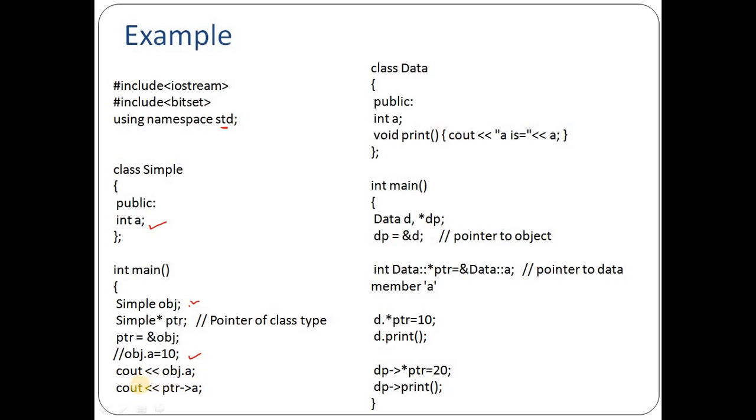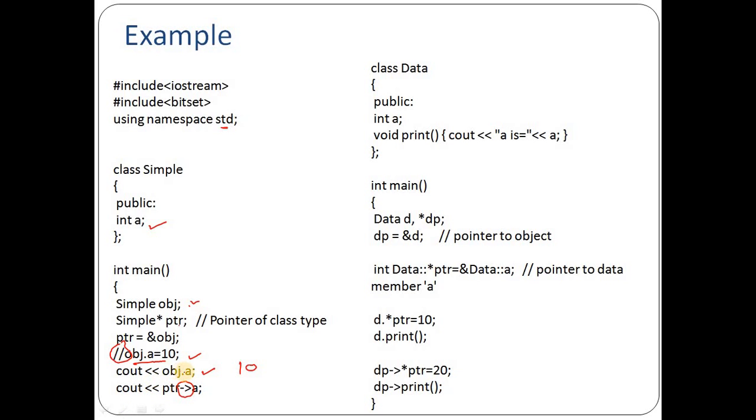Okay, and to print that value, I just write cout and with this operator obj.a, so this 10 will be printed if this is not a comment. Assume this is not a comment, only this is a statement, then 10 will be printed. And if you want to print the same with the pointer variable, then we have to use the arrow symbol.